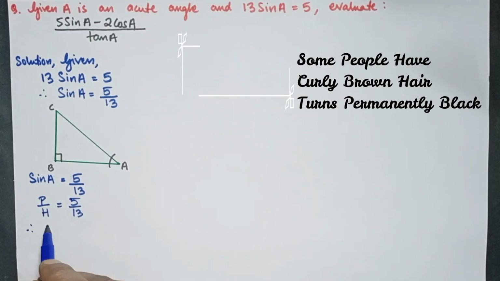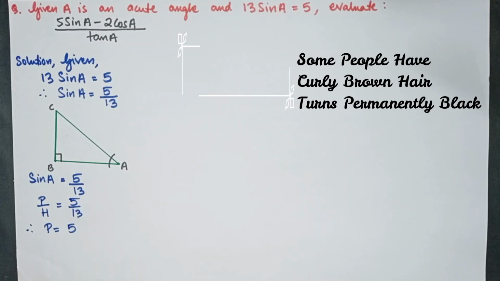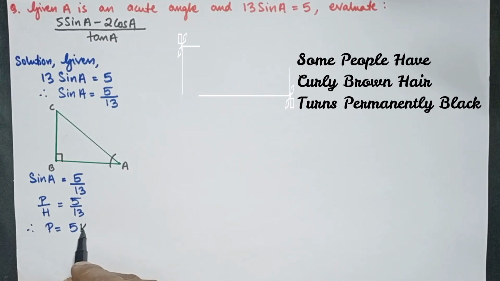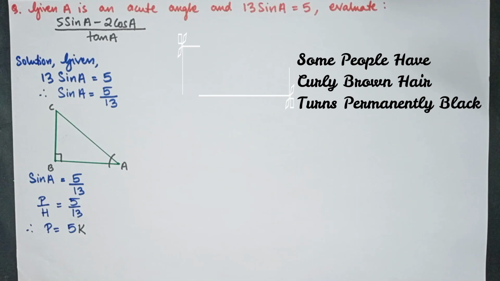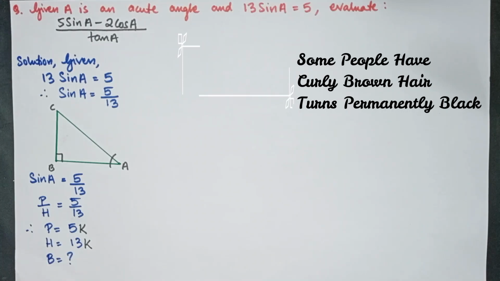Therefore P is equal to 5. As you know, what you have to add is k, that constant value, where k is a constant. Next, h is how much? 13, so you can add k here also. Now what you don't have is the base, so base will be a question mark. Now as you know, what you have to do, obviously Pythagoras theorem.